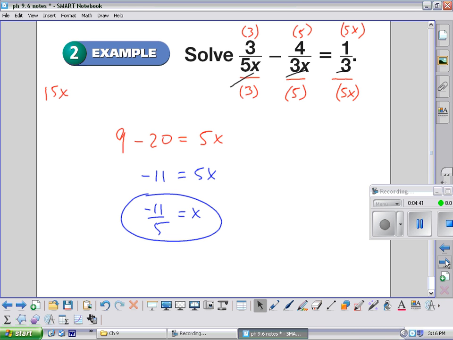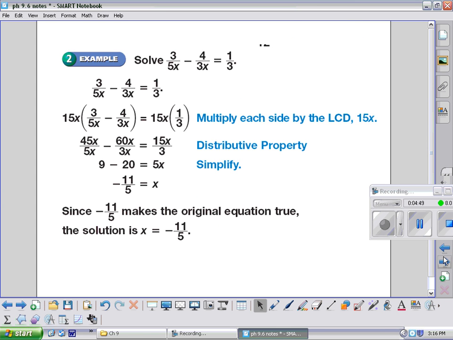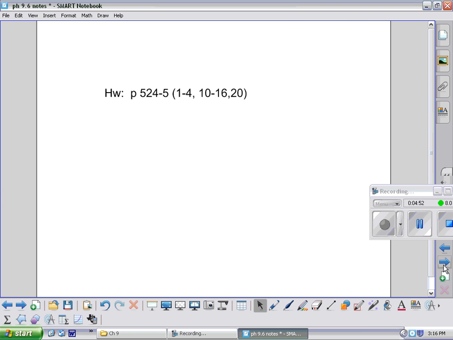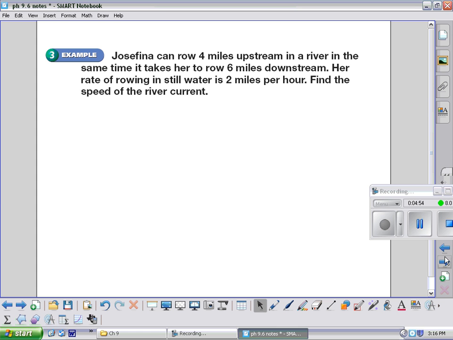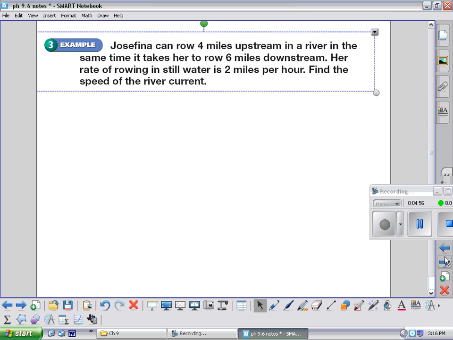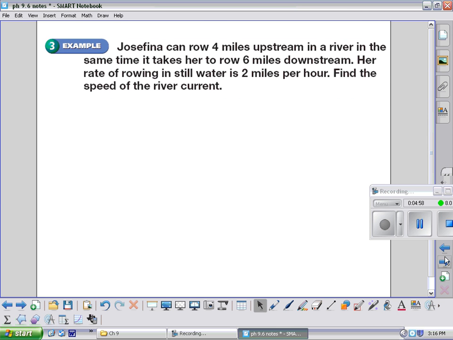All right? So let's go ahead and move into a couple word problems here, okay? Put our science cap back on for this one. Josephina is rowing. She can row 4 miles upstream in a river in the same time it takes her to row 6 miles downstream. Her rate of rowing in still water is 2 miles per hour. Find the speed of the current.